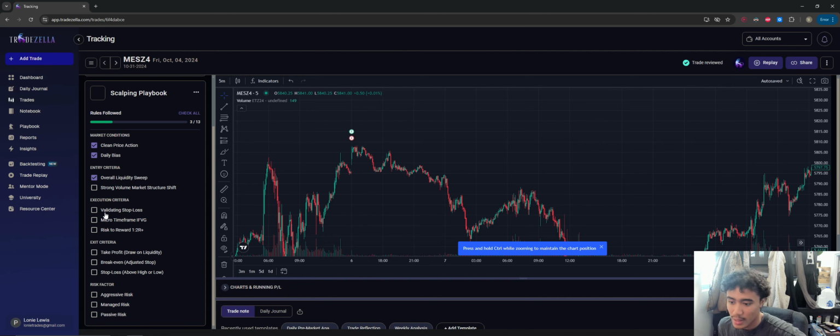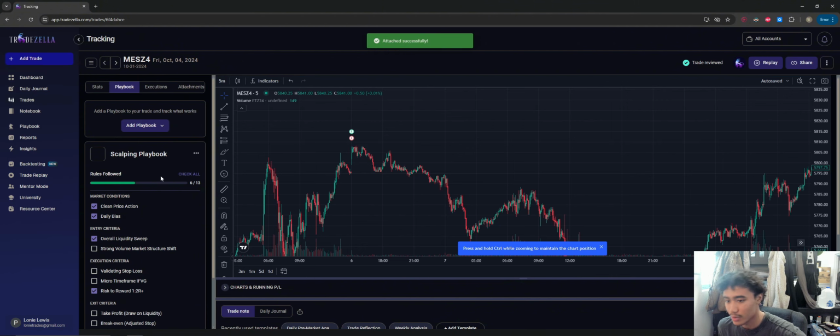How about our strong displacement with market structure shift? No. How about validating stop loss? Say no. Macro time frame inverse? No. Did we have a validating risk reward target? Yes. Did we hit our stop loss? Yes. And was our risk passive, managed, or aggressive? It was passive. So there you go.